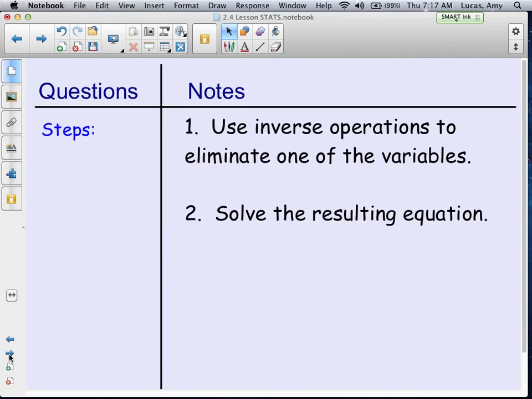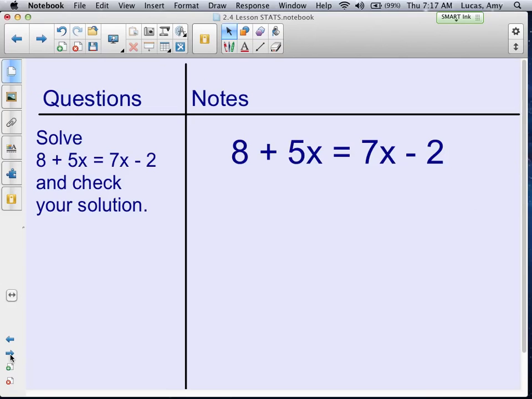Okay, our steps. The first step is we are going to use inverse operations to eliminate one of the variables. And then our second step just says solve the resulting equation, because after you complete your first step, it will look like one of the equations that we've already learned how to solve. So our first equation says 8 plus 5x is equal to 7x minus 2.